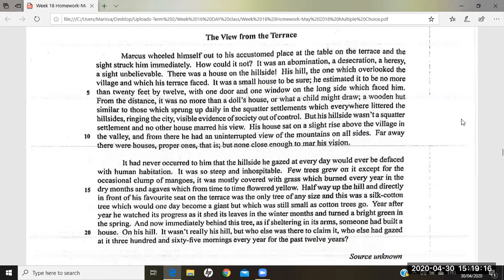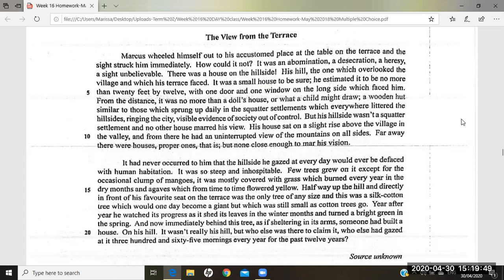So it says, Marcus wheeled himself out to his accustomed place at the table on the terrace, and the sight struck him immediately. How could it not? It was an abomination, a desecration, a heresy, a sight unbelievable. There was a house on the hillside, his hill, the one which overlooked the village and which his terrace faced. It was a small house, to be sure. He estimated it to be no more than 20 feet by 12, with one door and one window on the side, on the long side, which faced him.